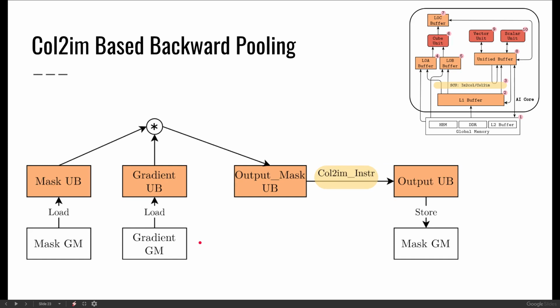For backward pooling, we can do almost the same thing, but using Col2im. So here, the only step that is changing is the merge step. So instead of just doing that with regular vector and scalar operations, we can do that with Col2im, because that's basically what Col2im does. It takes the shape that we had here, that is the image column shape, and it goes back to the original one, summing any overlap that we have. So we do that with the Col2im instruction, and we store it back again to the global memory with the same process.